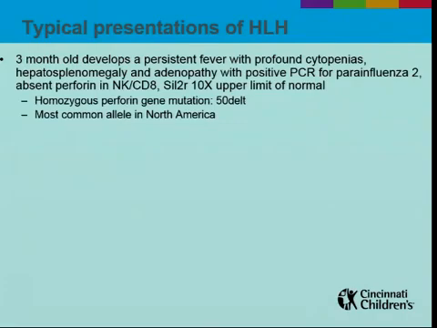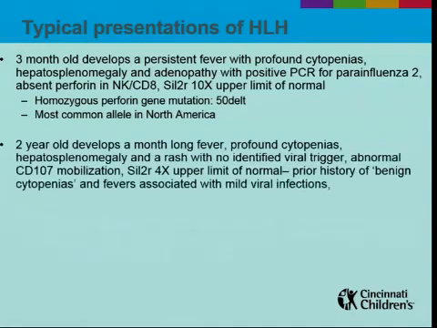This patient has the most classic North American allele, a perforin defect with the 50delT mutation, and this is a significant mutation that makes them extremely predisposed to developing HLH with any insult, and these patients typically present in the first year of life and often die quickly if it's not recognized.